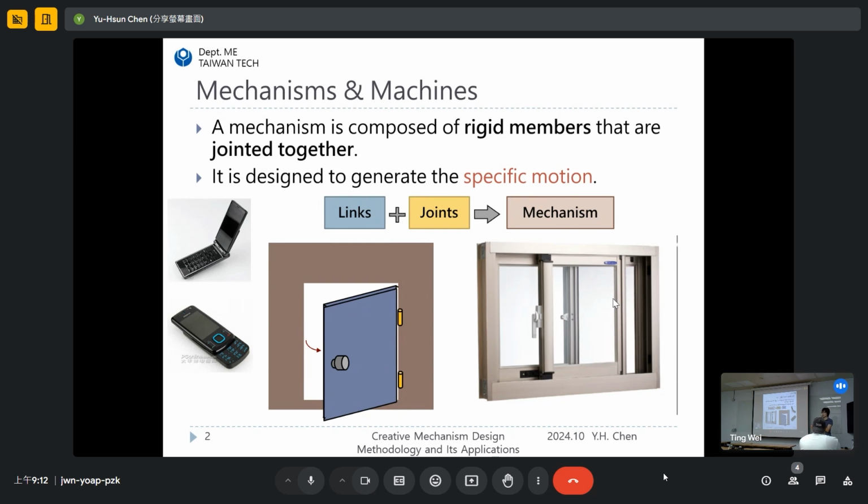What is a machine? If we say a car is a machine, what mechanisms are included? Such as the wiper, the wheel, and the engine. As we know, there is a piston, a cylinder, and we have the crank to drive the car. So a machine includes many mechanisms inside.